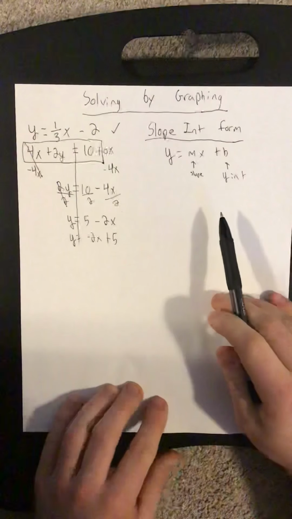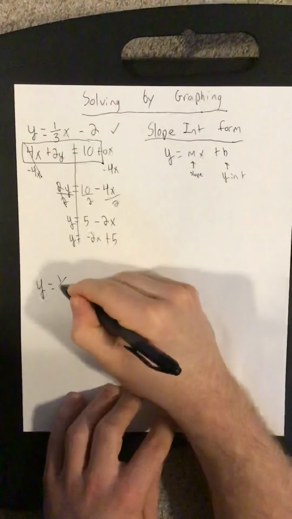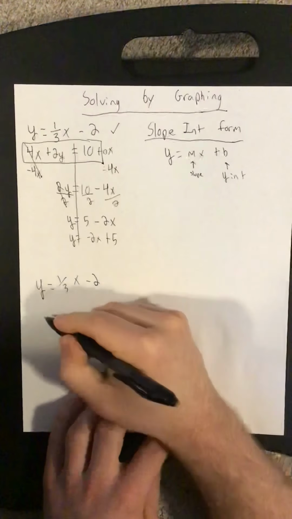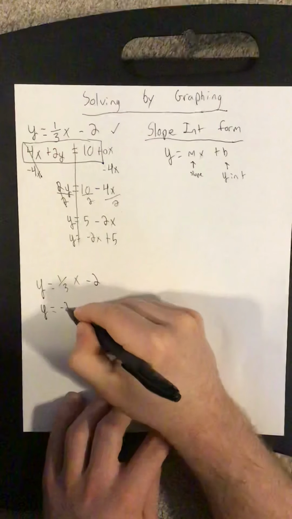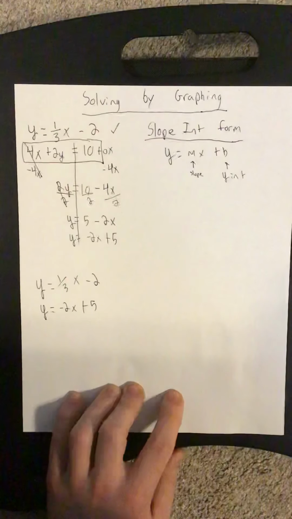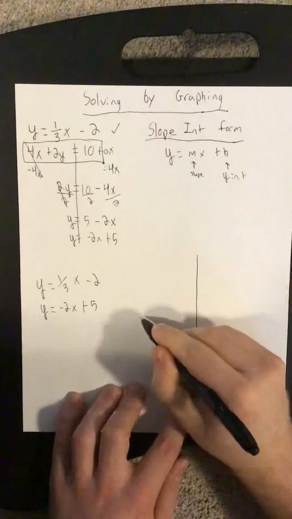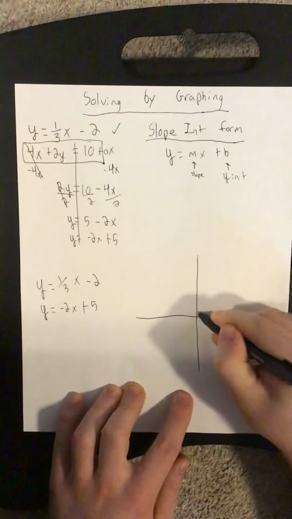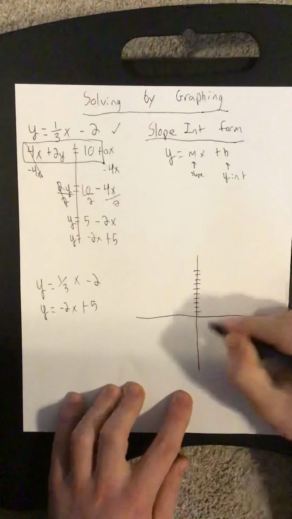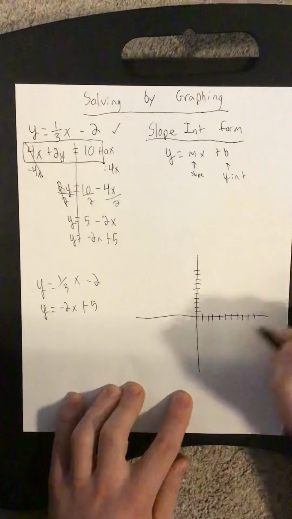Step 2 is to graph them and see where they cross. So now the two equations we have are y equals 1/3 x minus 2 and y equals -2x plus 5. If you do not have graph paper, you're going to need to draw your own graphs by hand. To do that, make an xy axis. Label up 1 through 10, and 1 through 10 in the other direction.